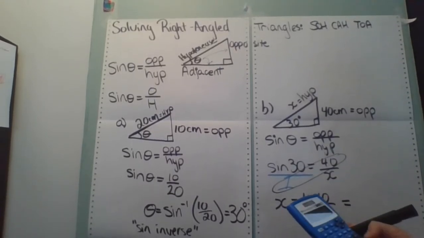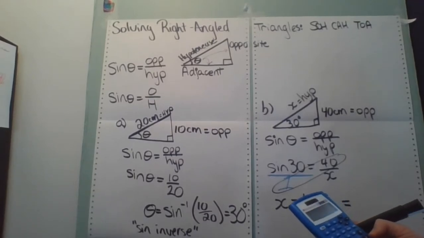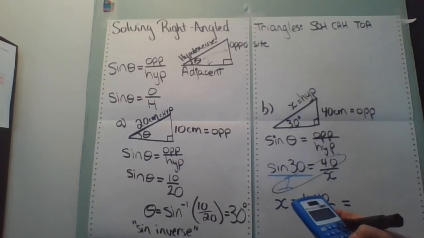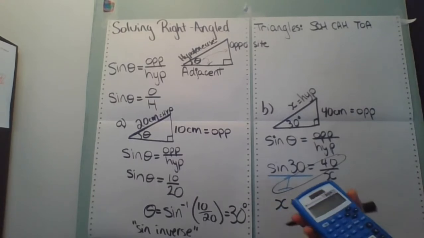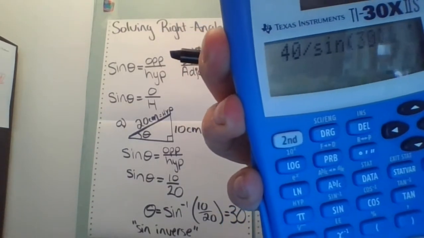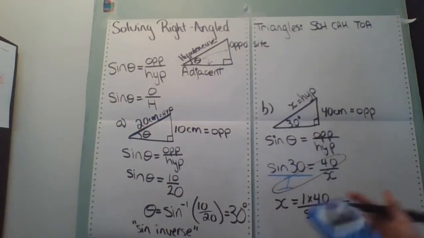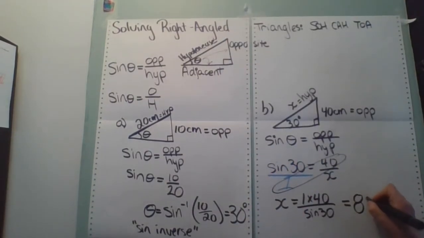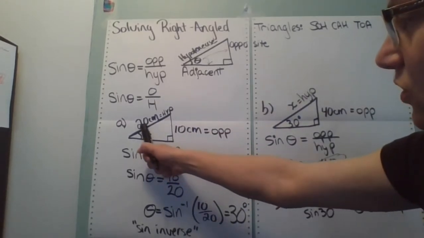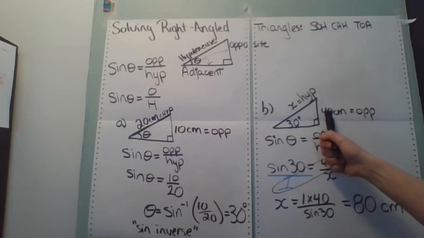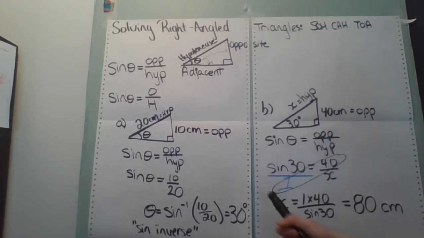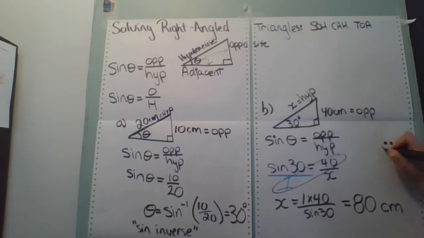So I can calculate that. 1 times 40 is just 40, divided by sine 30, because sine 30 is a number. So we've got to type it in, 40 divided by sine 30. Hit your equals. And my hypotenuse is now 80 centimeters long. So does that make sense? This was a 1 times a 2, and here it's going to be a 40 times a 2. So my sine gave me the right relationship in here. Yay, sine.